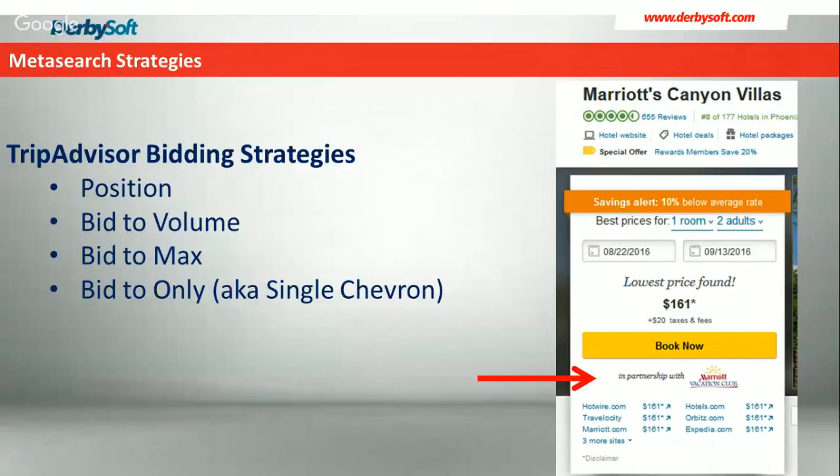So in this case, we've got perfect rate parity across the board. We've got $161, not only by Marriott Vacations Club, but also by all of the OTAs that are on there. So that's the first qualifier. If you happen to be lower than everybody else, that can actually give you a little bit of an extra advantage with that. And that's an important element.